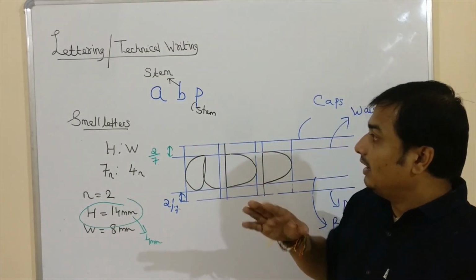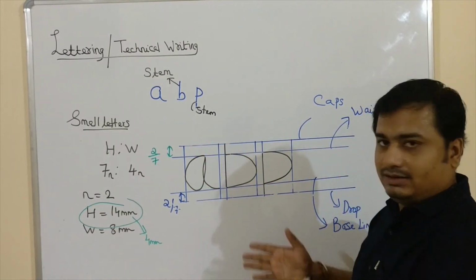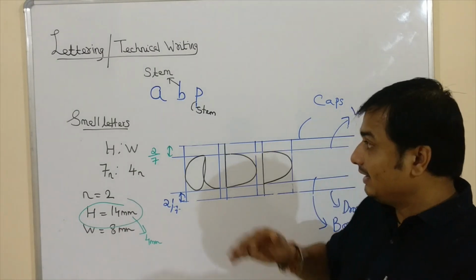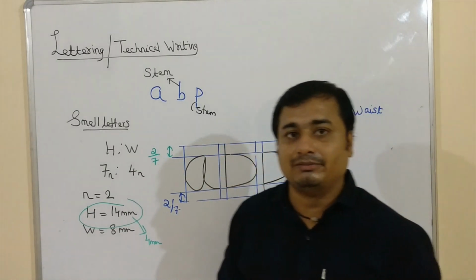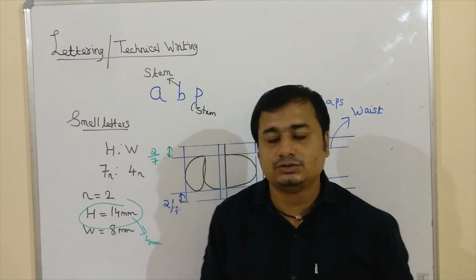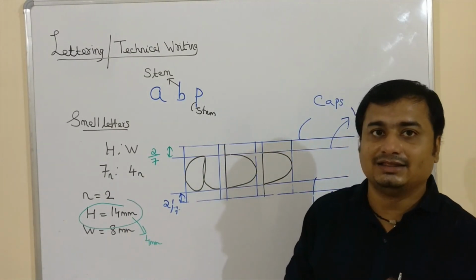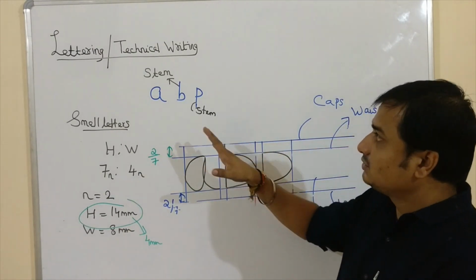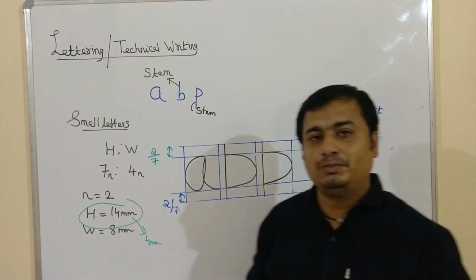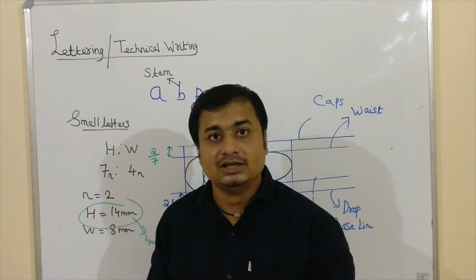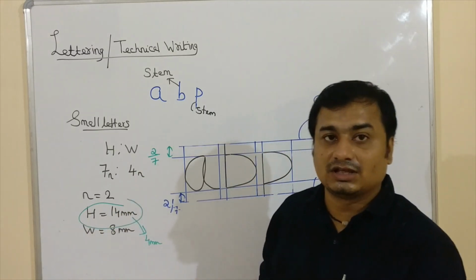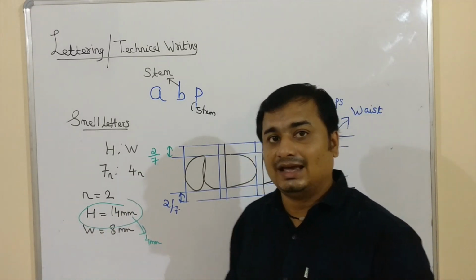Last is numbers. I am not going to explain the numbers again. Numbers and small letters construction should be the same. In numbers also we use the ratio 7:4 for the height and the width. So this is called letters. Whenever we write alphabets in our sheet, we will be using these standards for capital letters, for small letters, as well as for numbers.